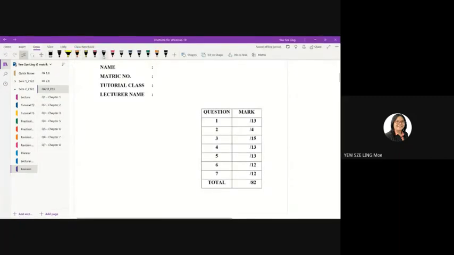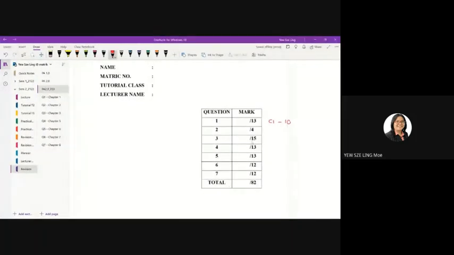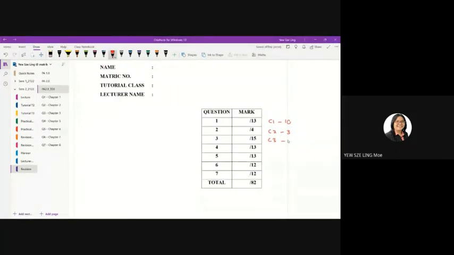For question 1, which comes from chapter 1, in your exam it is going to contribute 10 marks towards your final exam. That is a new score. Then question 2, coming from chapter 2, 3 marks. And then question 3, coming from chapter 3, is going to contribute 12 marks towards your final exam.